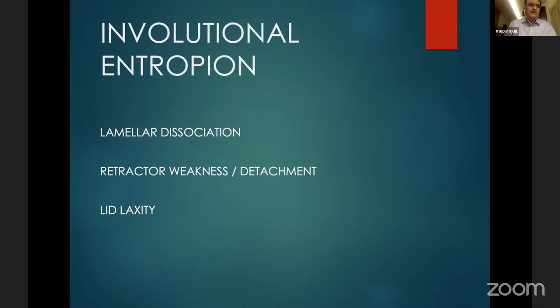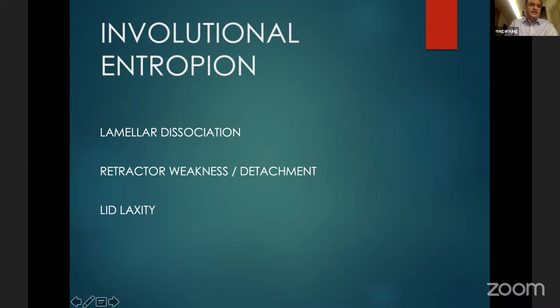So basically, what exactly happens in a case of involutional entropion? Now, understanding the anatomy and the pathophysiology, we know that there is a lamellar dissociation in case of entropion. There is a problem in the vertical forces between the retractors and the protractors of the lids because of the weakness of the retractors. And there is, of course, lid laxity also. See, these three factors: lid laxity is there, inferior retractor weakness is there, and lamellar dissociation is there.